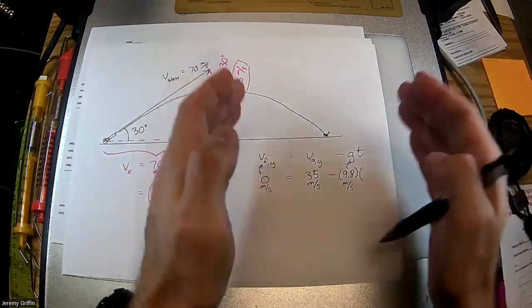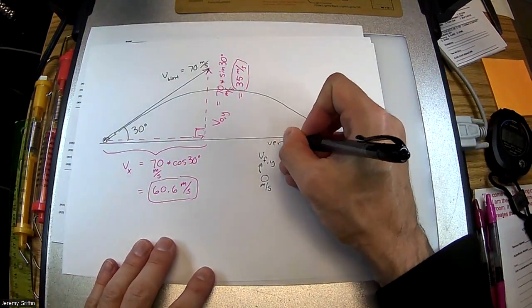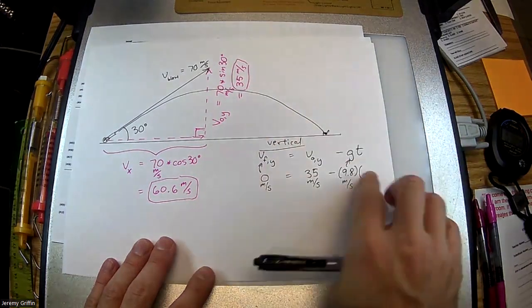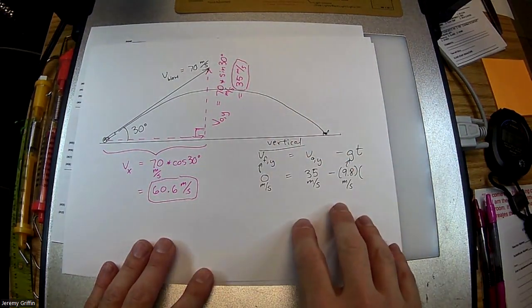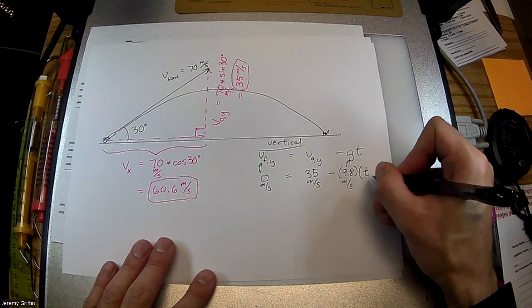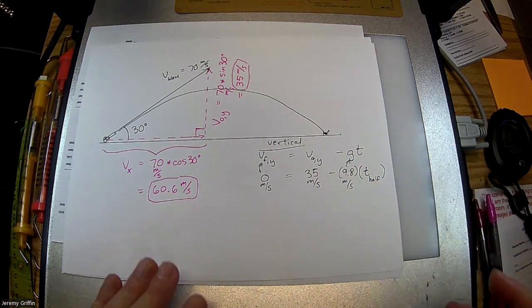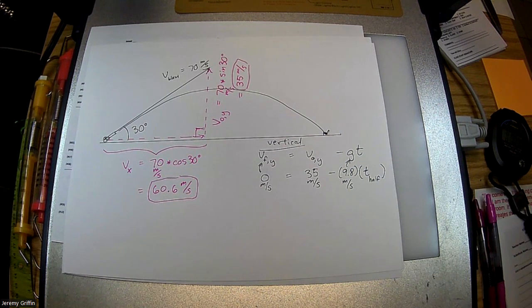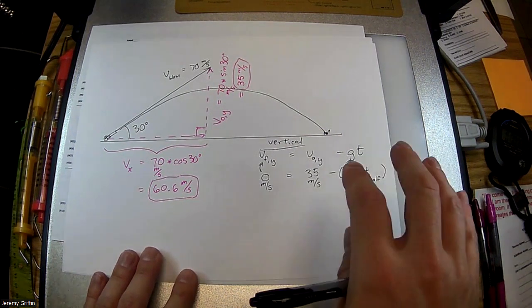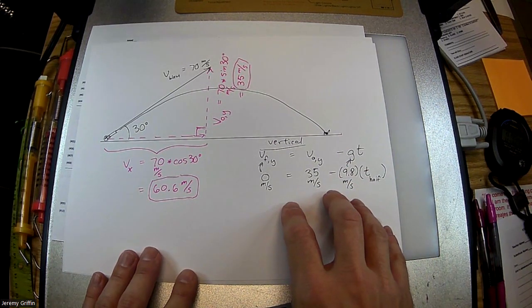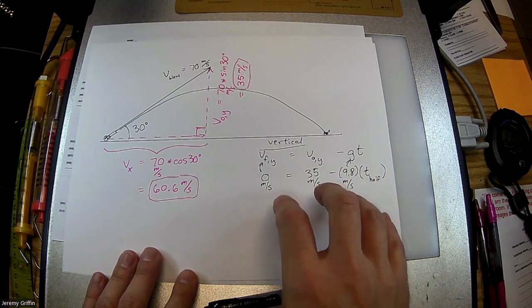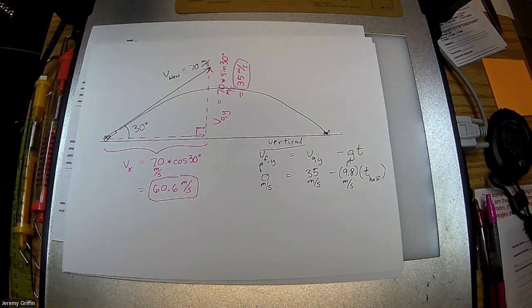Still moving horizontally, but this is a vertical equation. This is all vertical analysis I'm doing right here. So I'm going to call this t with the subscript half, because I know it's half of the total hang time. You guys get that? Are you good with that setup? Because if you're good with that setup, then the rest of this is just an algebra process, and the answer is just going to fall out right in front of us.